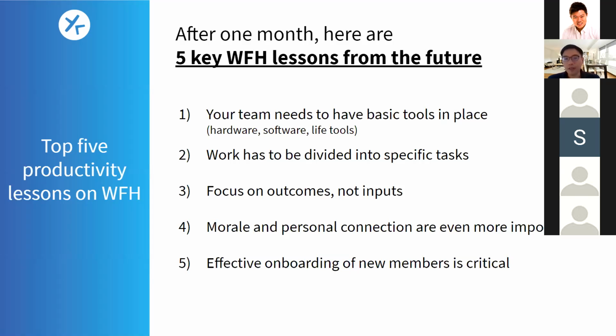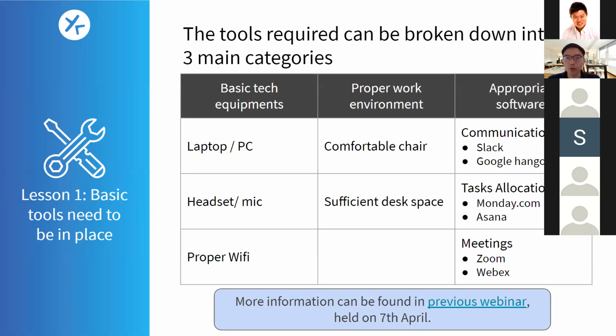And the 5th thing is that effective onboarding of new team members is super critical. All of the things that used to be no problem, because they would learn while watching each other, are no longer in place. So these are the 5 things that we wanted to focus on. In terms of the tools, I attended last week's session where Ivan went through all the basic tools that people need. So for me, if I were to focus, there's tech equipment.